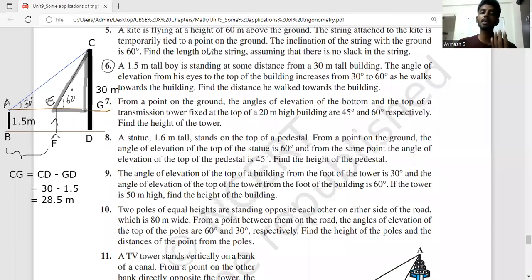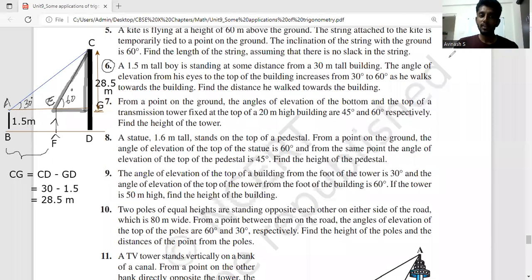In the previous questions that we discussed, the point of observation was just a point, not a person. It was not shown as a height, but here it has been shown as a height, which means that of the total height 30, we have to subtract this value GD, which is 1.5, in order to get the value of CG. That will give you the value of CG, because that is the triangle we are targeting. So this is very, very important.